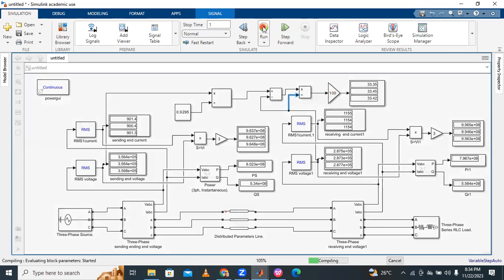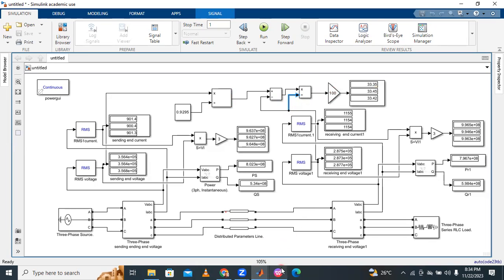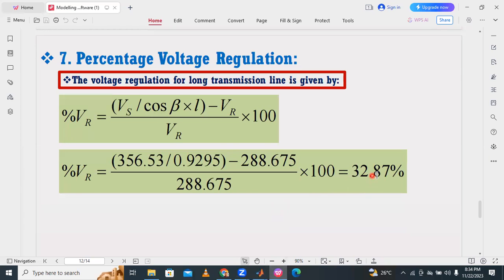We will simulate, and then we will get 33.35 percent, according to the calculated 32.87, approximately equal. This is about percentage voltage regulation.